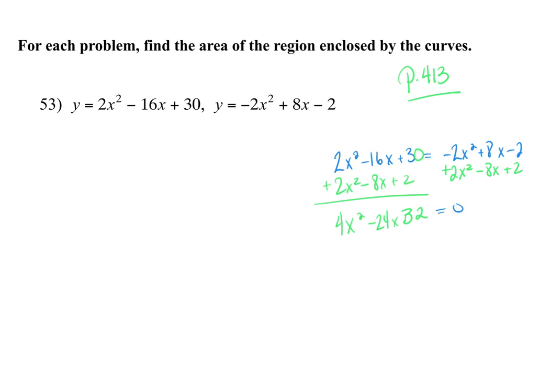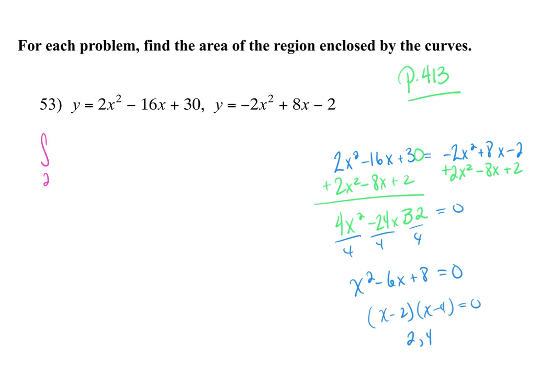That equals 0. Remember, if everything comes out of it, just divide it all out. So divide everything by 4, right? And I get x squared minus 6x plus 8 equals 0. That's much easier factoring. So it's x minus 2, x minus 4, which means my upper and lower bounds are going to be 2 and 4. Okay. So I'm going to say from 2 to 4.